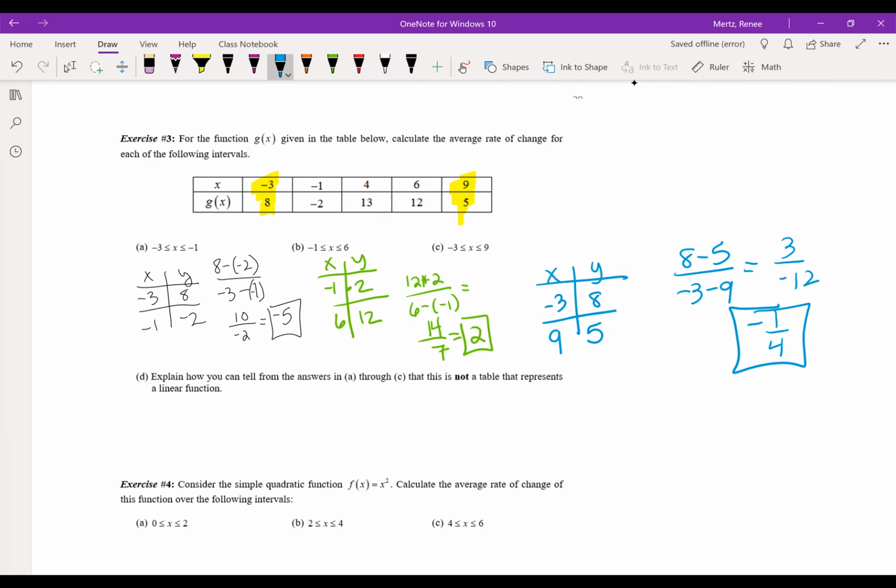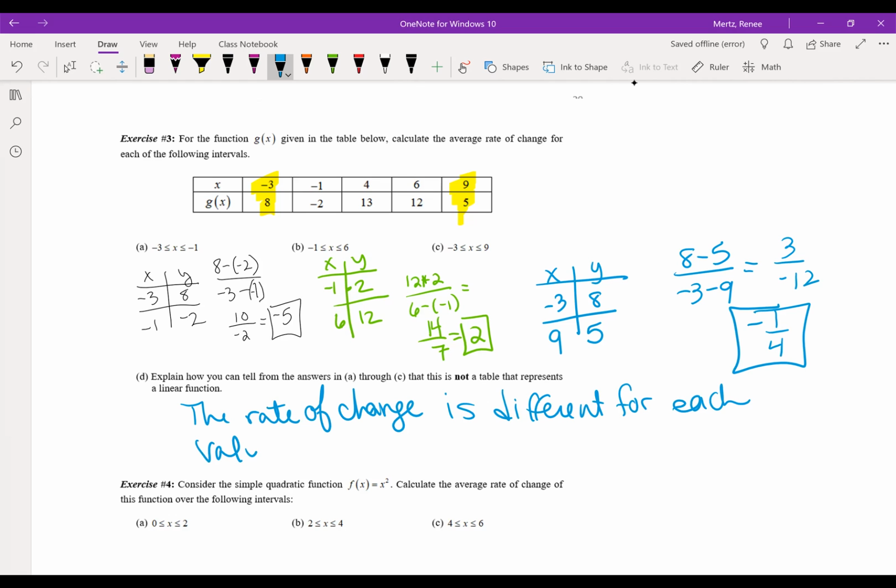Explain how you can tell from the answers in A through C that the table is not a linear function. So the rate of change is different for each value. So it is not linear.